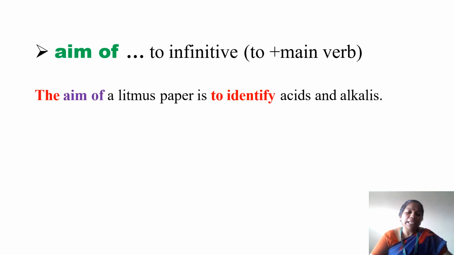Let's move on to the second connective, that is aim of. Even the aim of connective has to be followed by the same to infinitive form of a verb. Look at the sample now. The aim of a litmus paper is to identify acids and alkalis. The question here is, why do we use a litmus paper? To identify acids and alkalis. Why is it to identify? All because of the aim of connective in the very beginning.